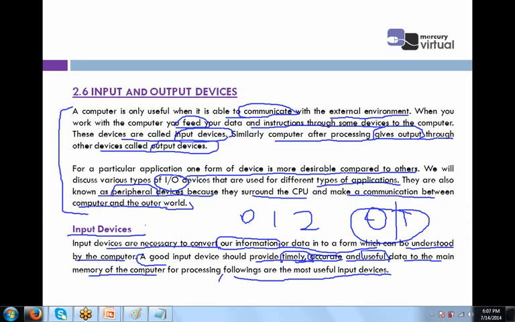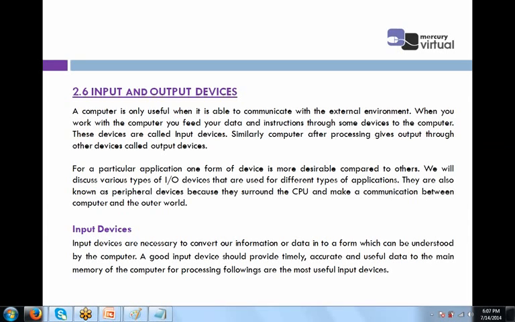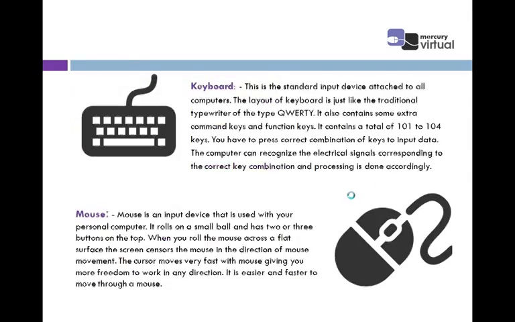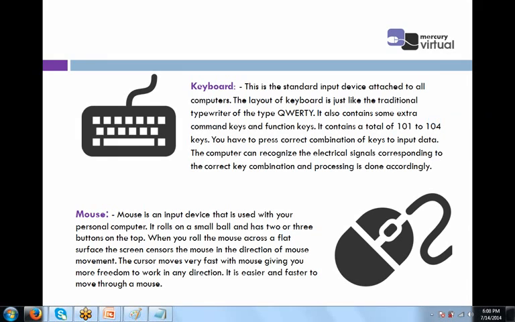Now go to the next slide, let's see. The first input device is your keyboard. With the help of the figure you can see, this is the keyboard, right? So the keyboard is the standard input device, means this is the basic necessary thing of a computer. Without a keyboard you cannot type. So this is the standard input device that is attached to all computers.